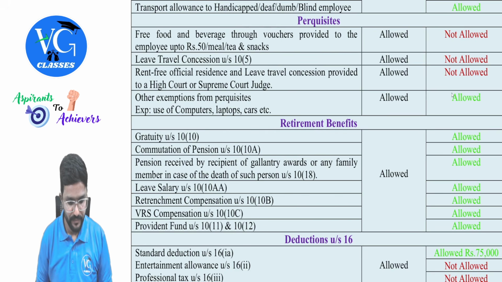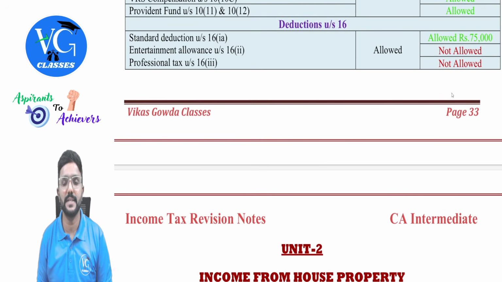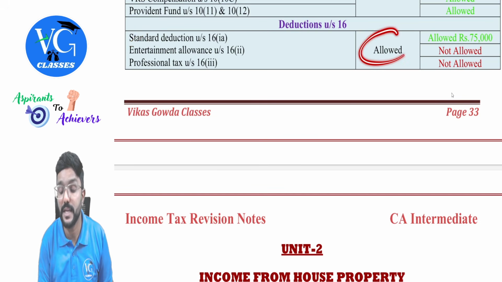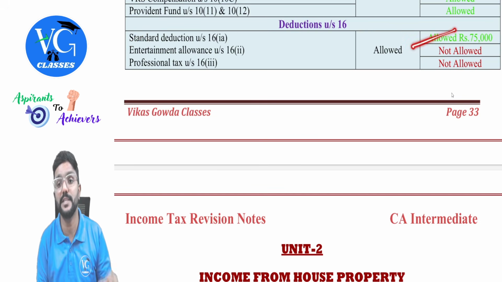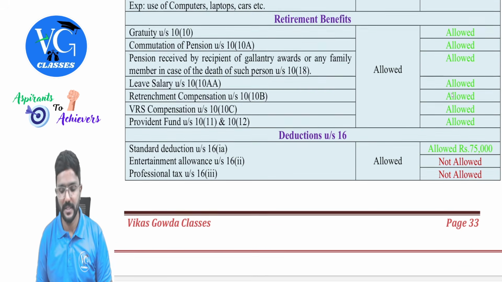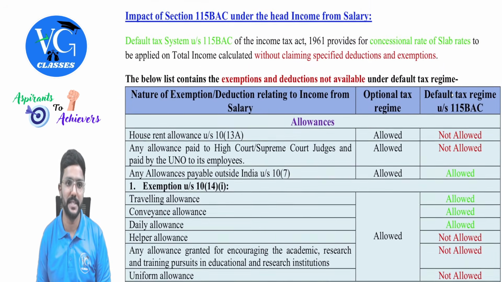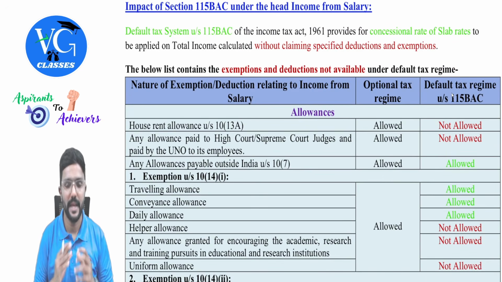Then other exemptions from perquisites, like laptop, computer and all, are allowed. Retirement benefit, everything is allowed. Deductions under section 16: only standard deduction is allowed, but standard deduction under the optional scheme is 50,000, whereas under the default regime it is 75,000. The other two are not allowed under the default regime. So please be careful with this list. Go through this list once, twice, so that you remember this, guys. It will be tested in the exams.